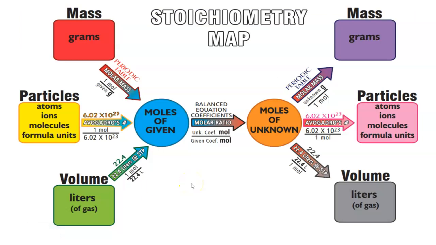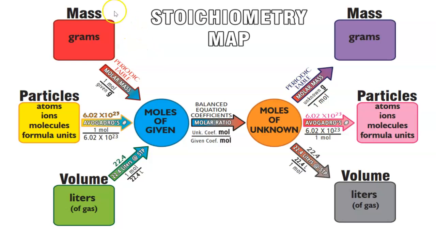So this is a stoichiometric map. Basically what it does is it shows you how you can go from one unit to another, and it shows you exactly what conversion factor you need to use. The units are in the boxes, so we have grams, particles, volume, and then we can convert with moles, and then we go to grams, particles, volume. These are all of the units that you could wind up with. And then the arrows tell you the conversion factor you need to get there.